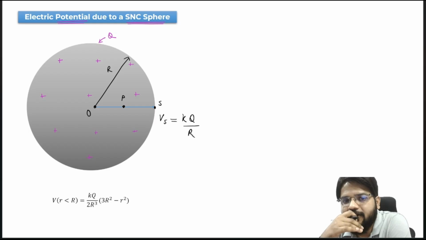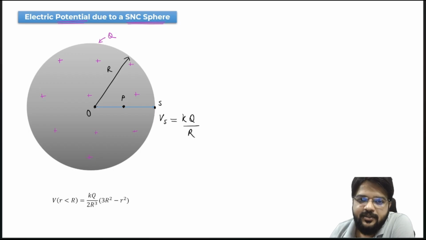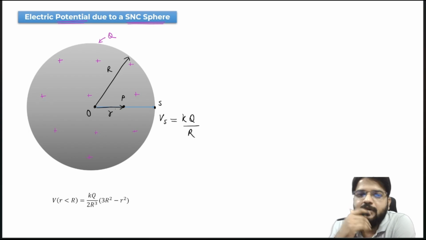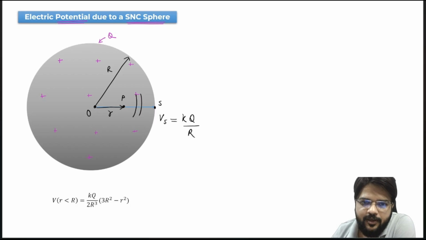So on the surface it is kq by R, and at the point P we want the potential. Let's suppose this point P is at a small r distance from O. Now how can we find this? I will take one small strip in between P and S. I'm considering one small strip between points P and S, everyone, and I am taking this strip at x distance from the center, and the thickness of this strip is dx.